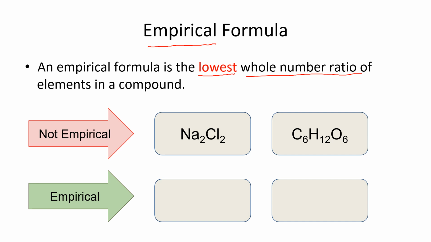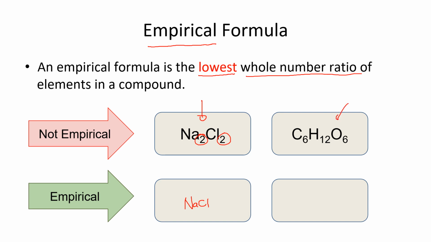So I got a couple here that aren't empirical formulas. This one here, obviously both have 2's, and so it means we can reduce that, make it a smaller ratio, and NaCl would be your empirical formula. And so all ionic compounds are going to be empirical formulas. They're always going to be the lowest whole number ratio of elements.